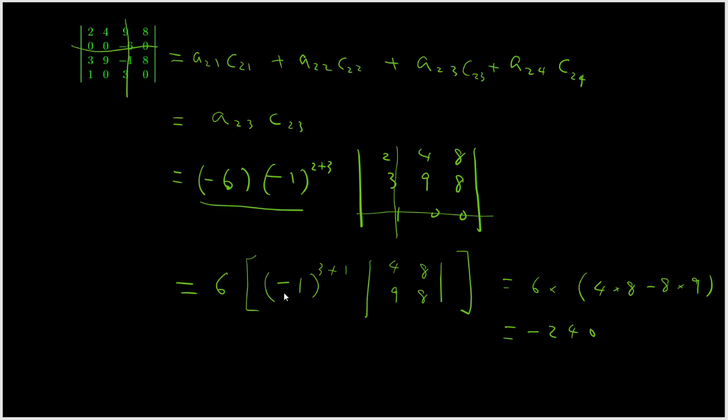Any questions? In this question, we used the second row. It's also possible to use any column. So how about I make up a question for which it's easier to compute using some column. Another example. I will just use a 3x3 determinant.